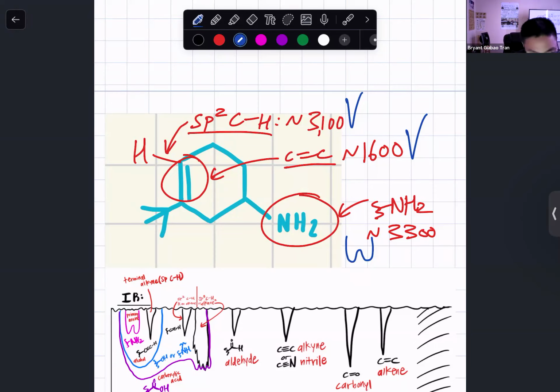Wait, which bonds in this molecule will have resonance frequencies? Resonance frequencies, I think of that as wavelength, wave number in the IR, in the functional group region. So I think it's asking for the functional groups present in that molecule.